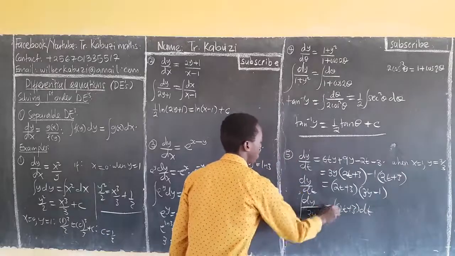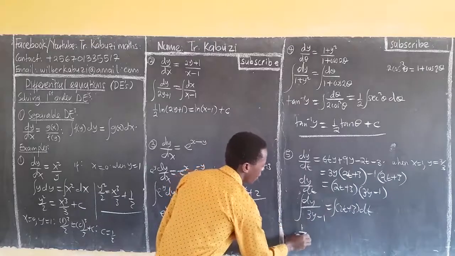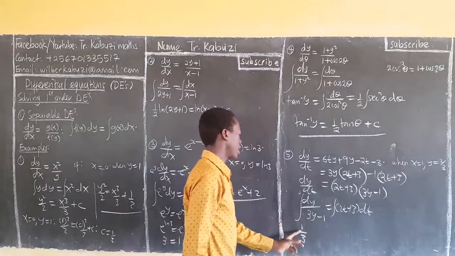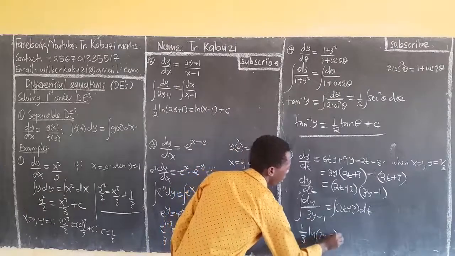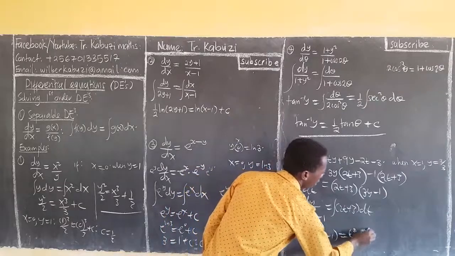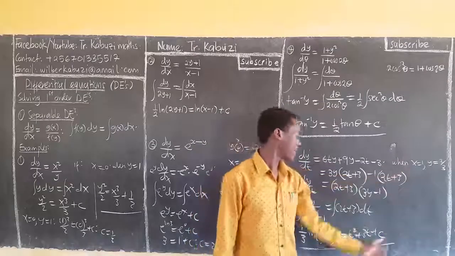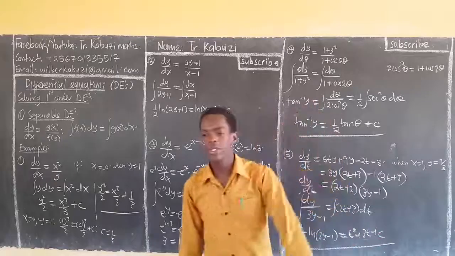Then integrate both sides. When I integrate this, I get 1 over 3, since the derivative of this is 3, and get this reciprocal. Then natural log of 3y minus 1 equal to t squared plus 3t, then plus c. Now because we have initial conditions, please remember to use them and simplify. I wish you the best.